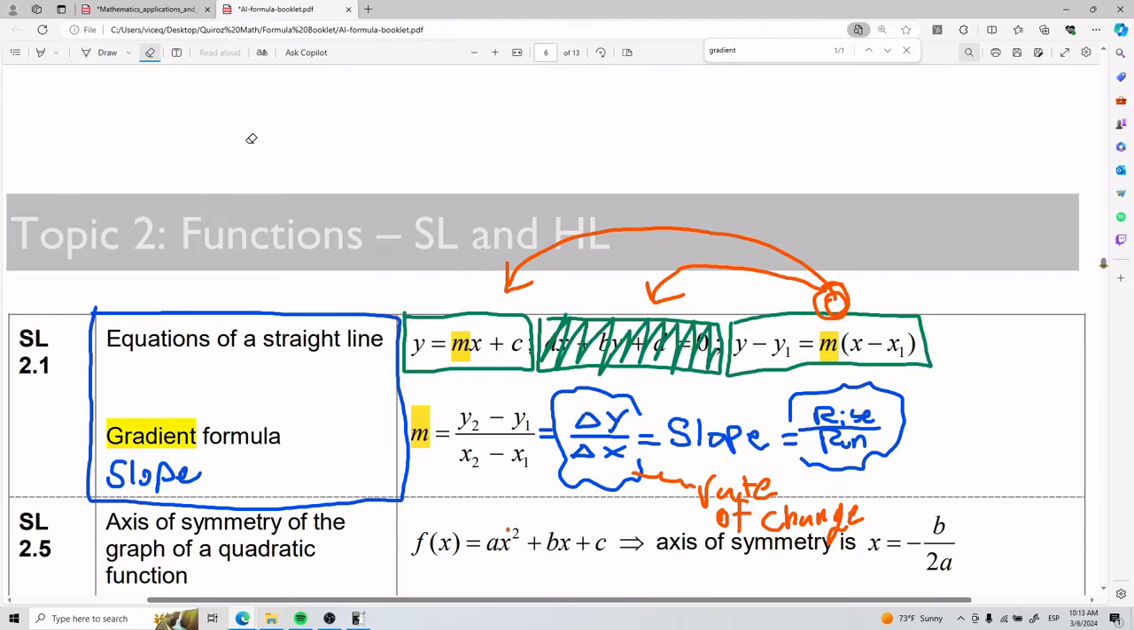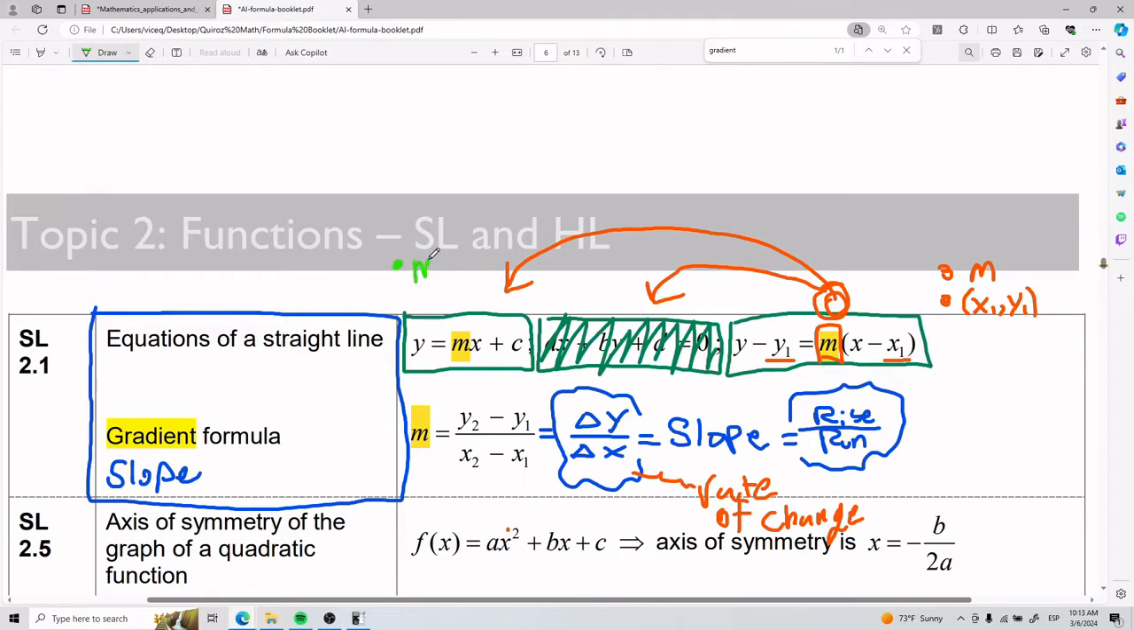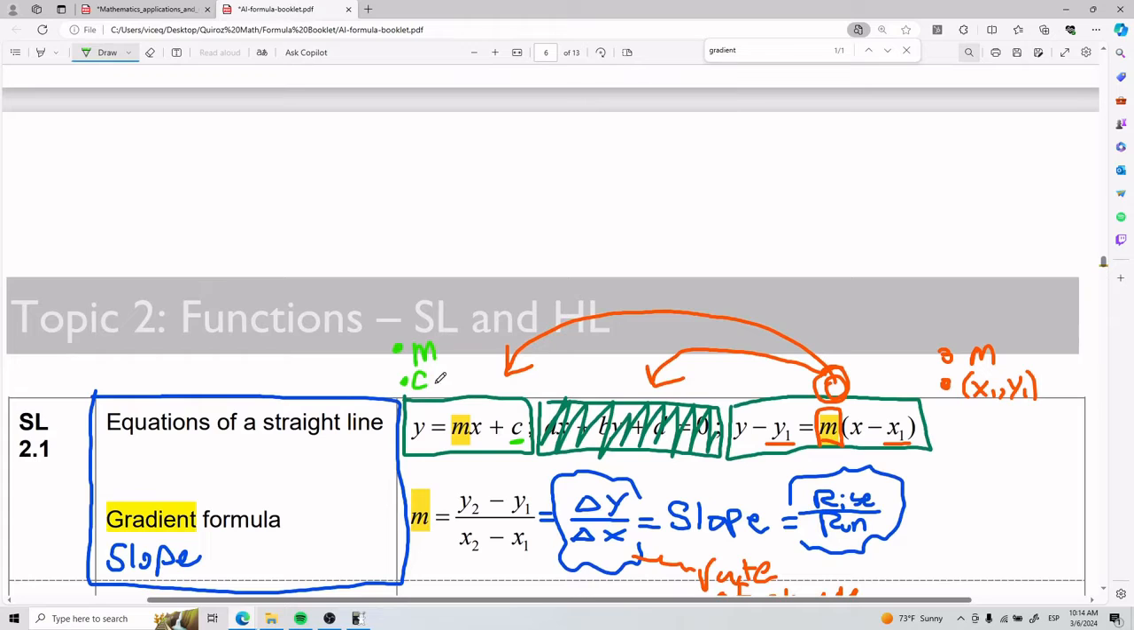Why? Because this one on the right side asks for m, and it asks for x1, y1, which is a set of points. Usually, finding a set of points and finding m is not that hard. It's super doable. On the other hand, this one on the left side also asks for m, which they have in common, and it asks for c. Now, c is the y-intercept.